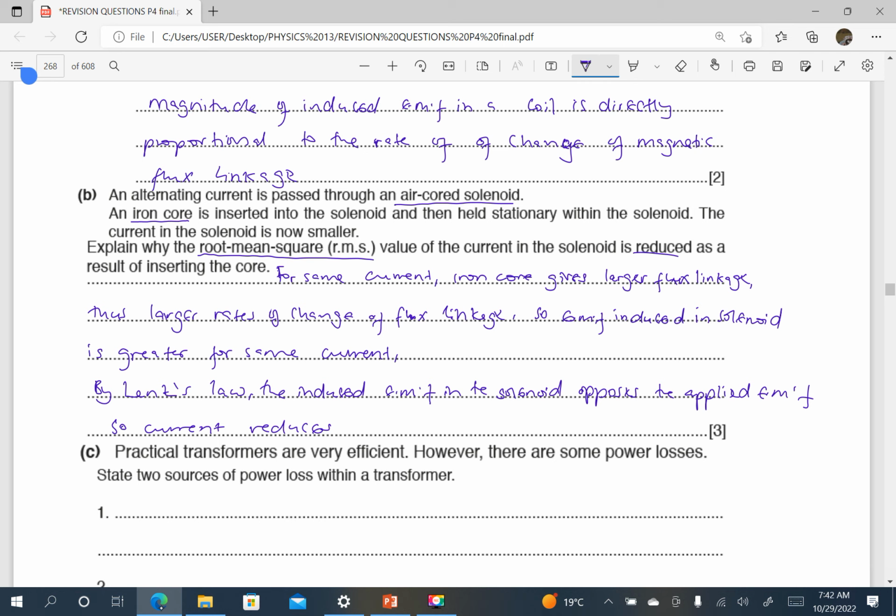You bring the core, you get a large magnetic flux linkage. The changing magnetic flux in the core again will induce an EMF in the solenoid, because the coils of the solenoid are cutting the field created in the core. Therefore, an EMF which opposes the one applied to the solenoid is going to be induced again in the solenoid to oppose what is being applied. This reduces the current. That is in accordance with Faraday's law. Okay.